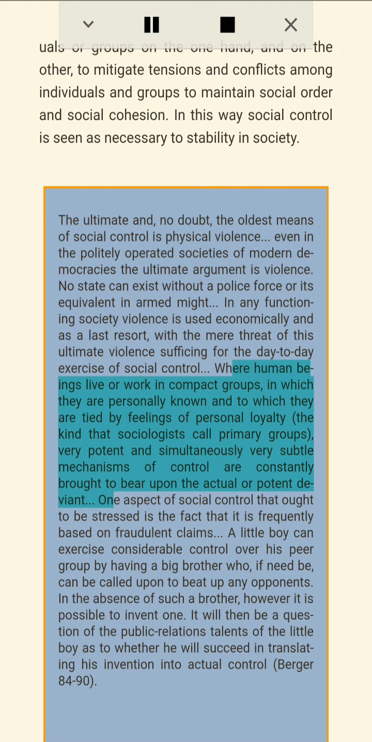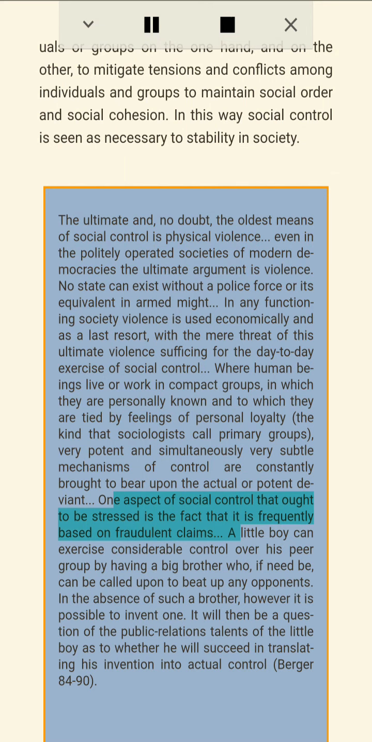Where human beings live or work in compact groups, in which they are personally known and to which they are tied by feelings of personal loyalty, the kind that sociologists call primary groups, very potent and simultaneously very subtle mechanisms of control are constantly brought to bear upon the actual or potential deviant.